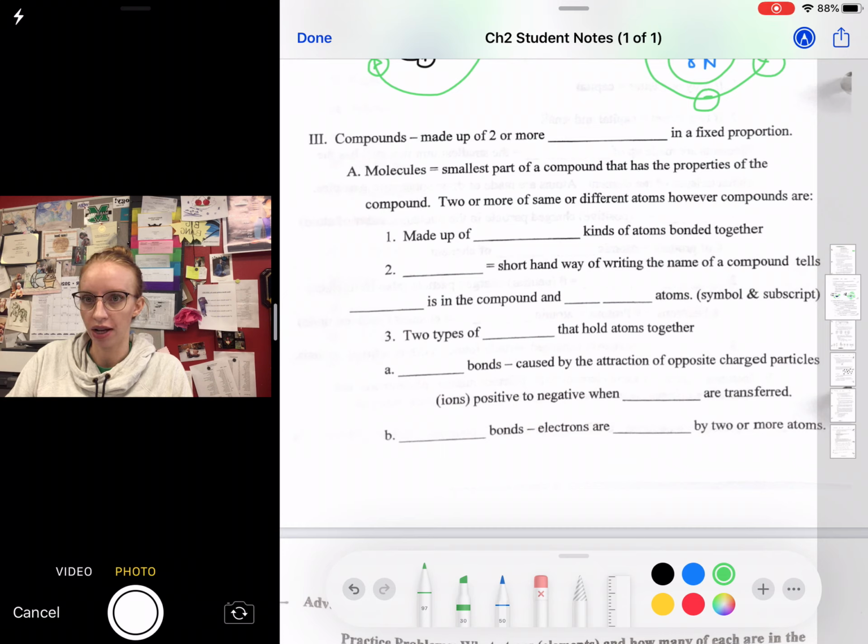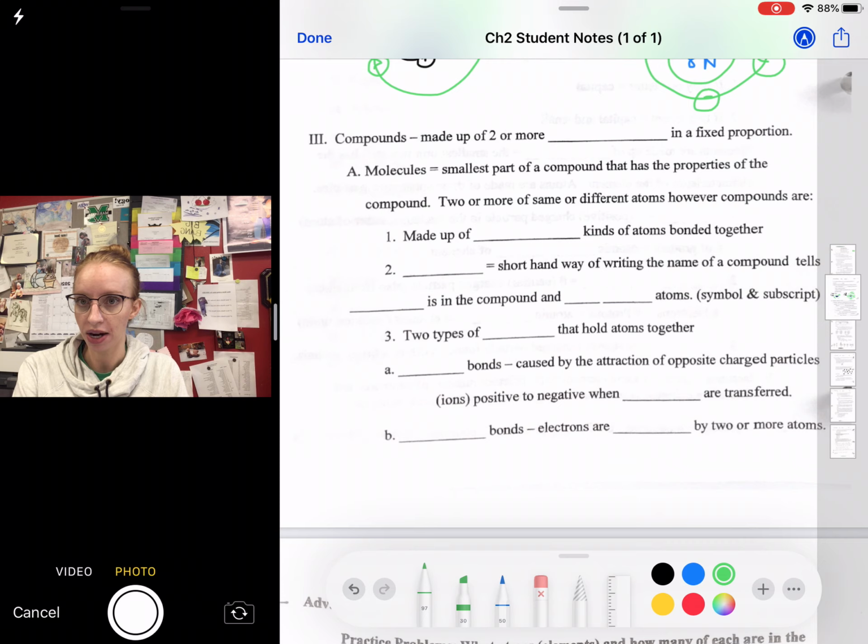And a formula is a shorthand way of writing the name of a compound. It tells us what is in the compound and the number of atoms present. So the symbol tells you the atom, the name of it, and the subscript tells you the number of each atom that's there. There are 2 types of bonds that we're going to talk about really briefly.